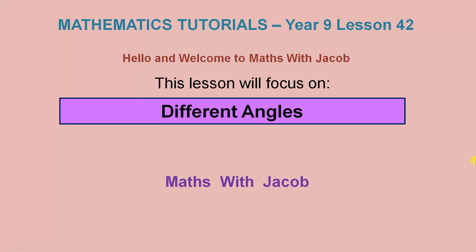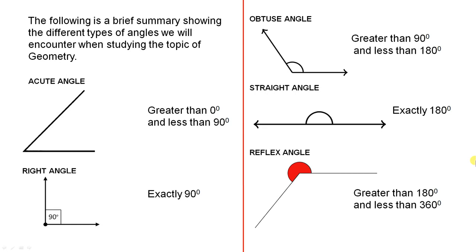This lesson will focus on different angles. The following is a brief summary showing the different types of angles we will encounter when studying the topic of geometry. The first angle and the most popular one is the acute angle. It's greater than 0 and less than 90 degrees. So there it is. That's an example of an acute angle.